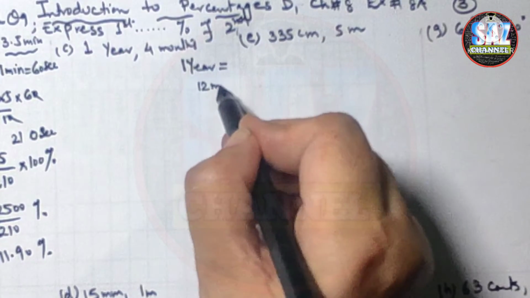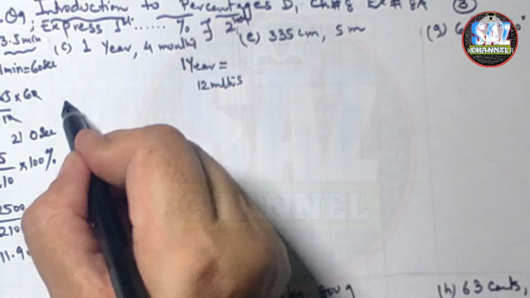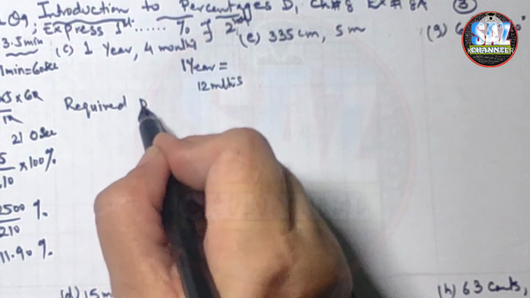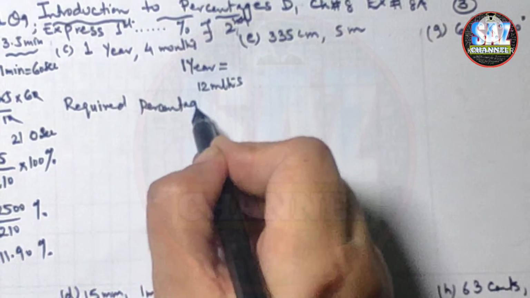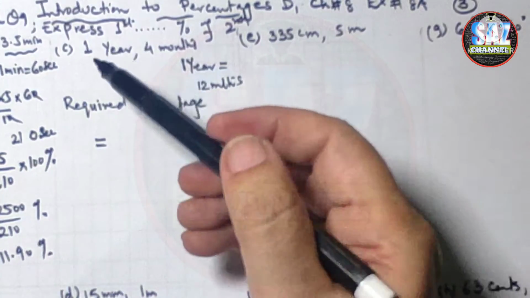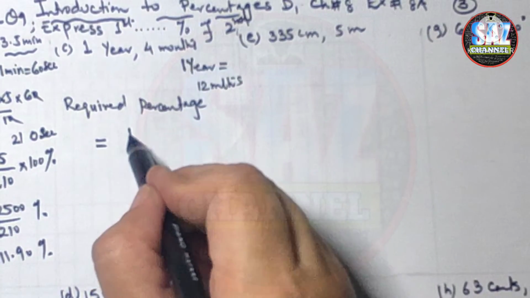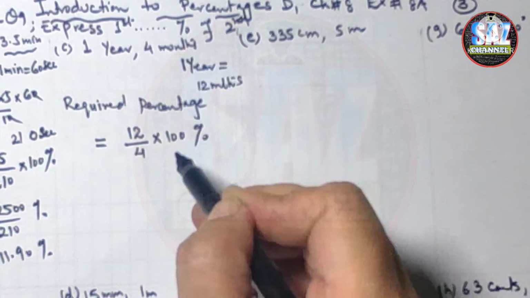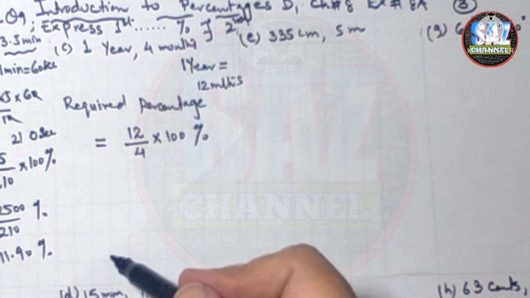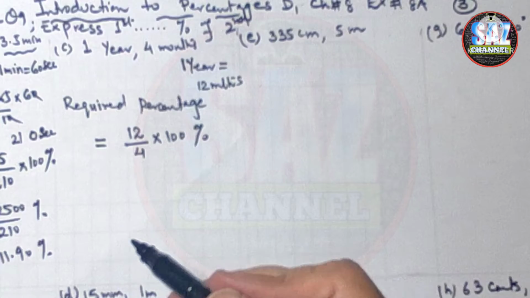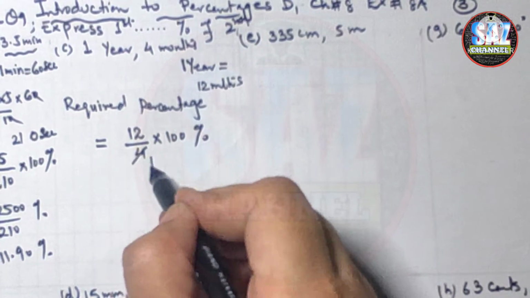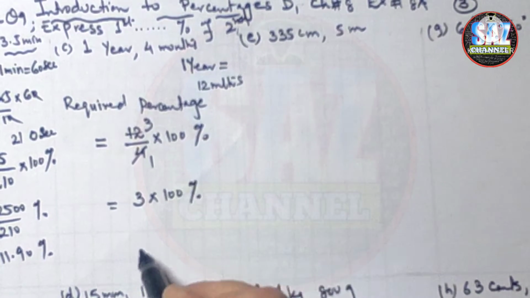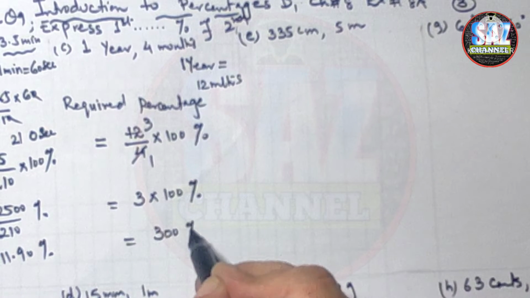Very easy, 12 months. Now what we have to do is that required percentage will be equal to 1 year. So the first quantity is 1 year, which is 12 months, by 4 months, and multiplied by 100%. In order to convert any number into percentage, we have to multiply that number by what? By 100%. 4 ones are 4, and 4 threes are 12, and this becomes 3 multiplied by 100, which is equal to 300%. 300%, really easy questions.